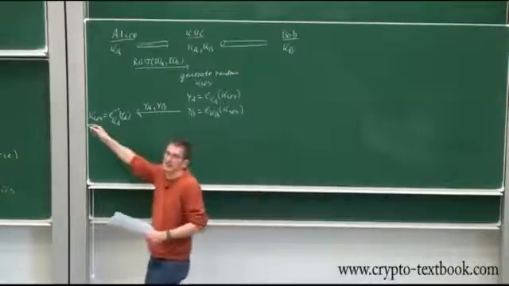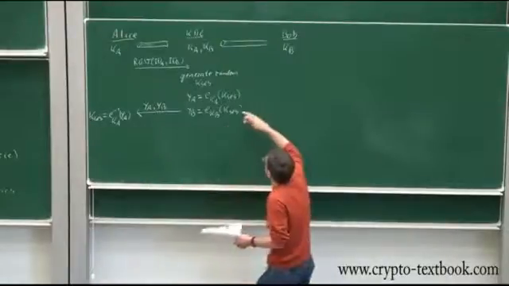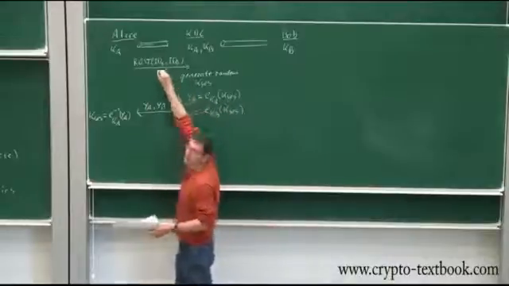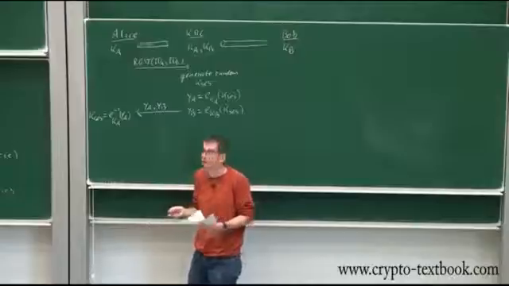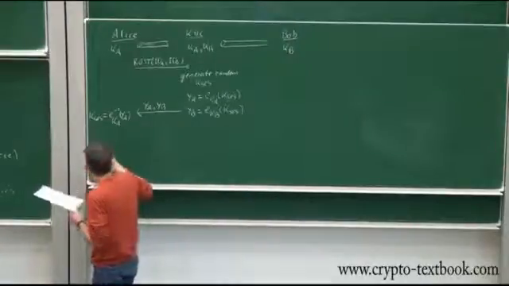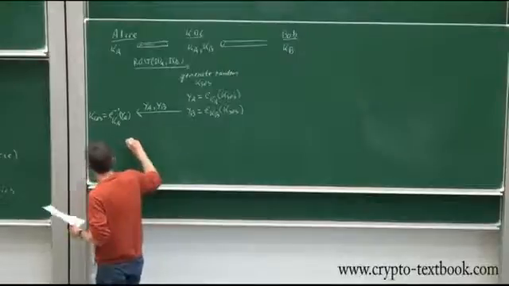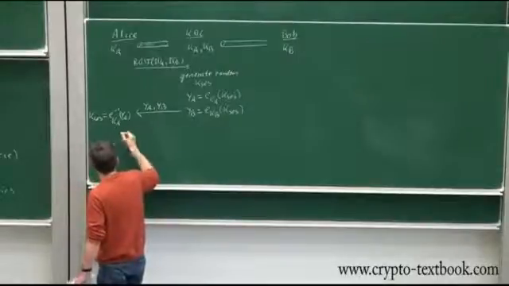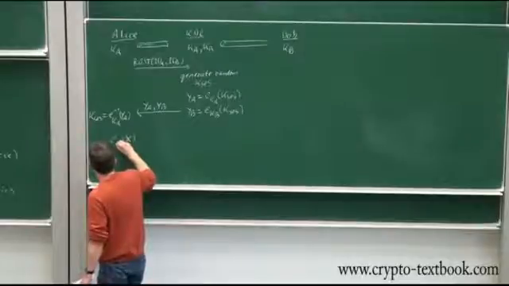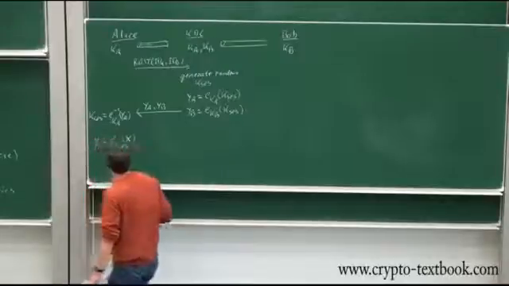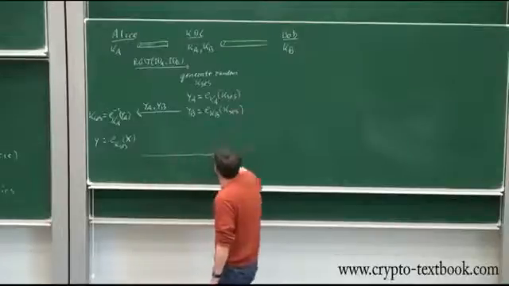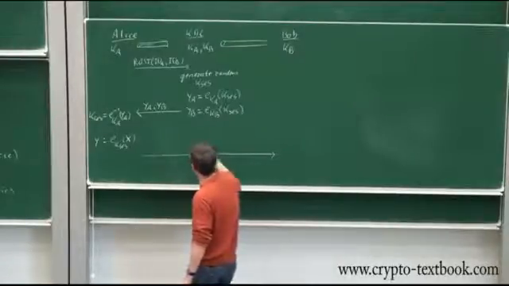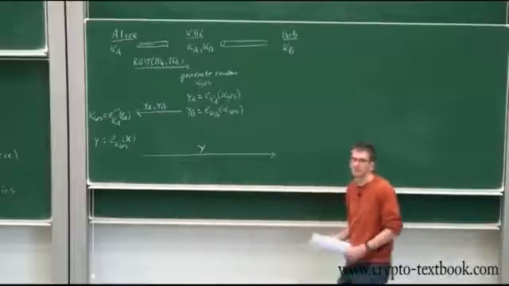But she has a session key, and that session key, after this request, is a key between Alice and Bob. So what she can do now is start encrypting the message. If she has a message X, our standard notation, she encrypts it using the session key, and she gets Y out. And in fact, she sends Y over the channel.